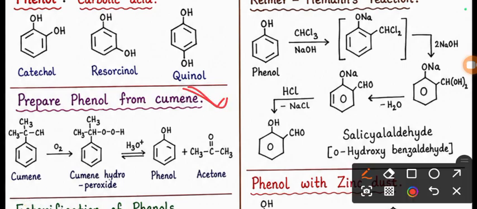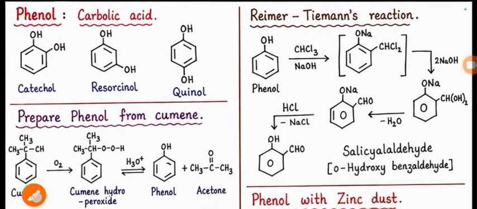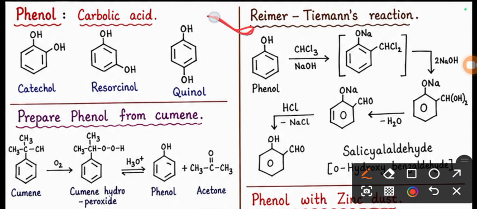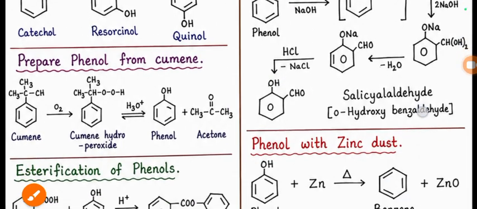It is highly important, a most repeated question. This is cumene. It converts to cumene hydroperoxide on treating with oxygen. Then on hydrolysis it gives phenol and acetone. Acetone is a byproduct. One more important reaction here is the Reimer-Tiemann reaction, where phenol on treating with chloroform and sodium hydroxide gives salicylaldehyde. Highly repeated question this also.